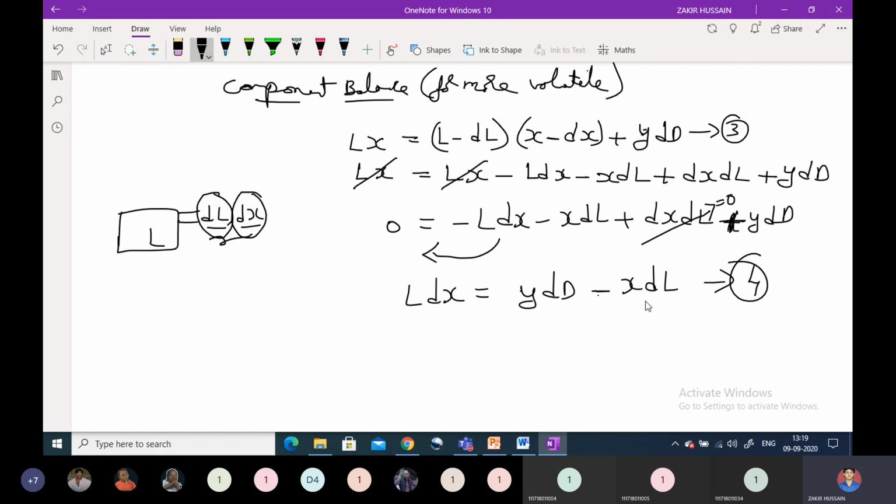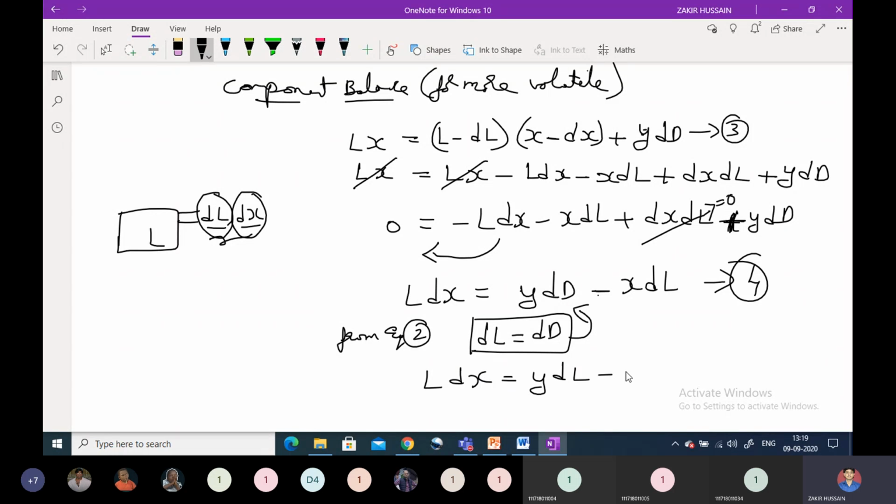Then from equation 2, we have just proved that dL is equal to dD. So this fact we have to substitute here. So L into dx is equal to y into dL minus x into dL.